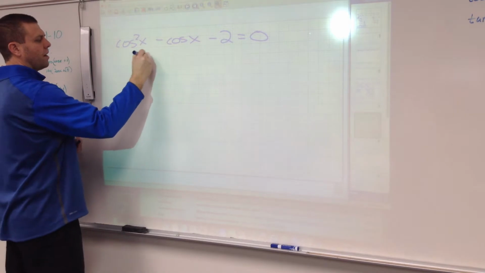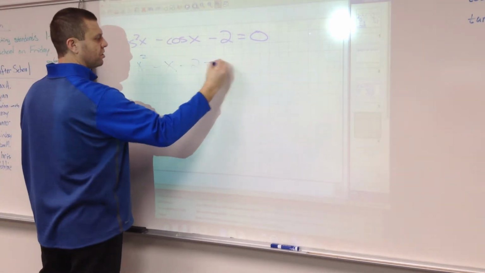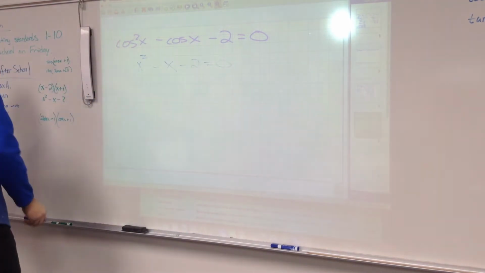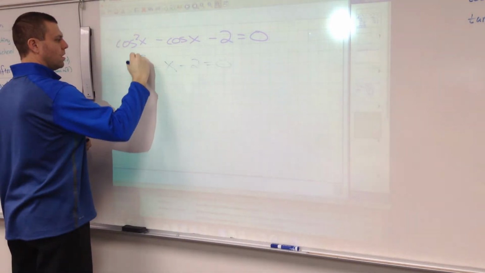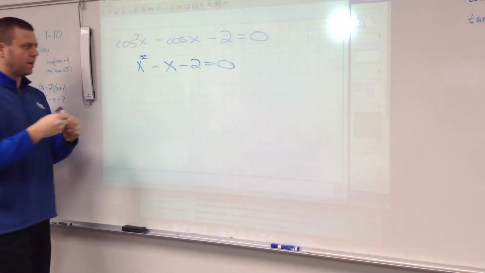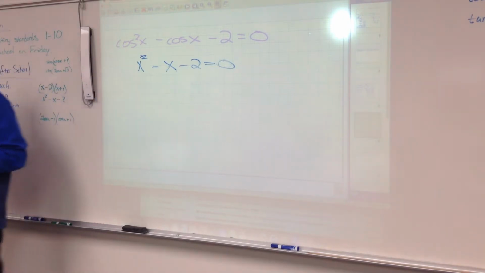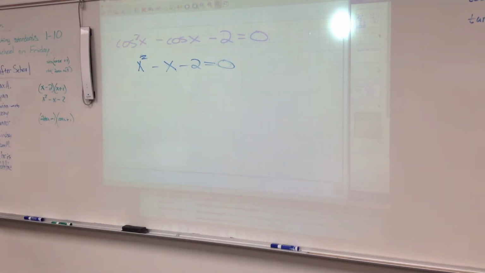Let's ignore the cosines for just a moment and follow along. I have something squared minus just one of those things, minus 2 equals 0. X squared minus 1x minus 2 equals 0. Can everybody agree that this is the same as this, but instead of cosine x, I'm just using x? Okay? These are just quadratic equations.